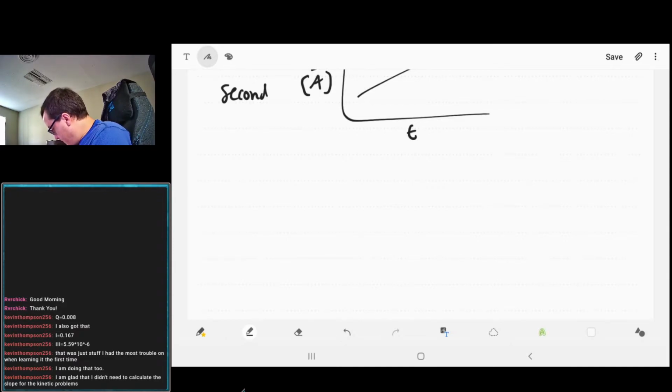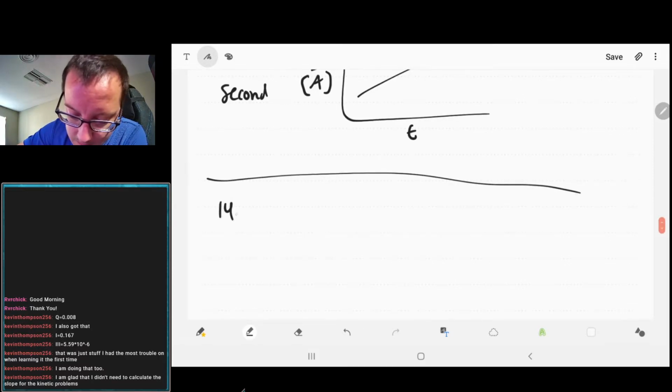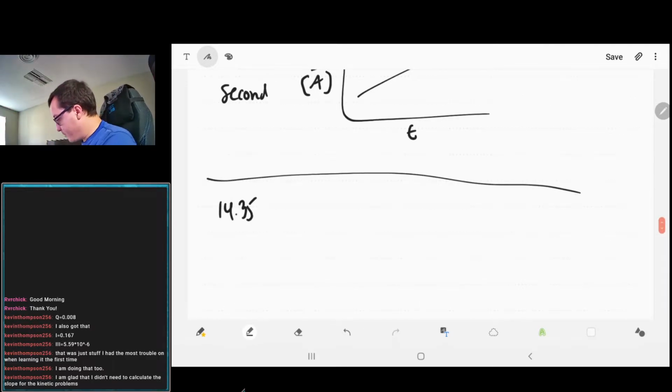Alrighty, here we go. Let's do, I don't know, 14.35 from the book. So with this problem, it's just one of those big data tables that we're looking at to find the order of the reaction with respect to each particular component. And so we're going to be looking at how things are changing as we change our reactants.